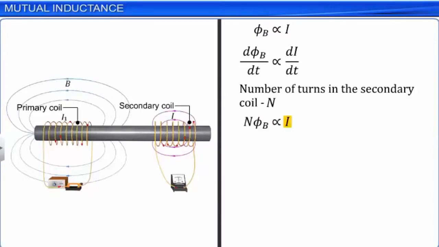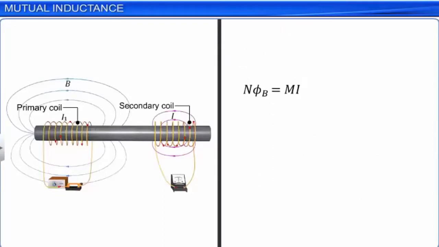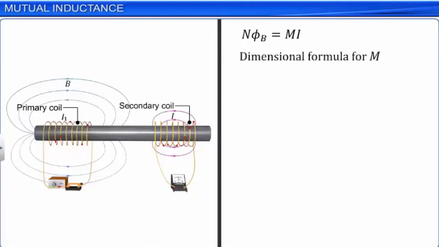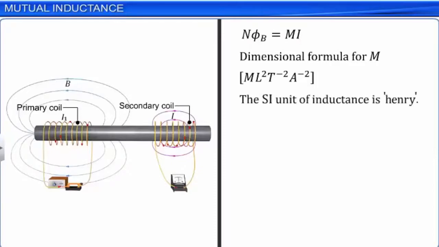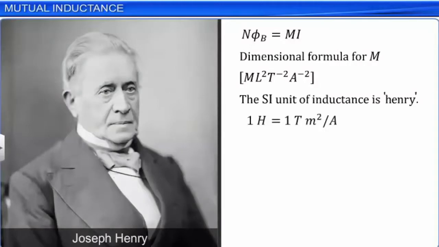The term n phi b is called flux linkage. The constant of proportionality M between the flux linkage and the current is called the mutual inductance of the coil. Inductance is a scalar quantity and has the dimensions M L squared T to the power minus 2 A to the power minus 2. The SI unit of inductance is Henry, named after the scientist Joseph Henry, and is denoted by H. 1 Henry is equal to 1 Tesla meter square per ampere.